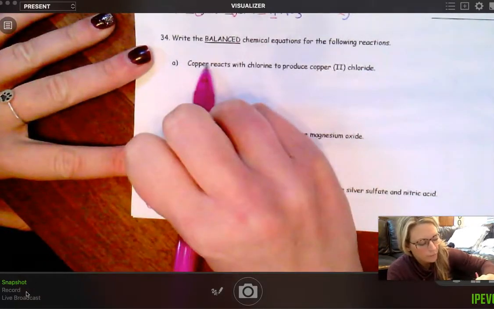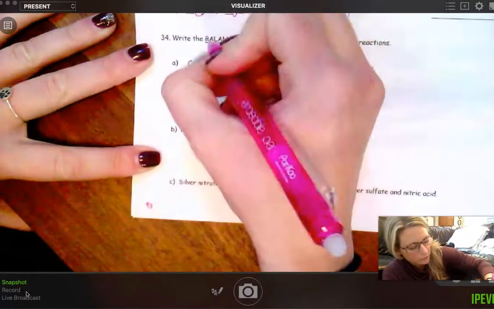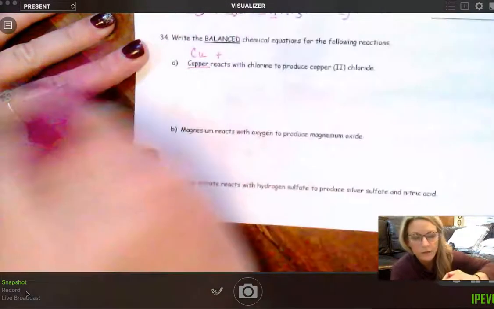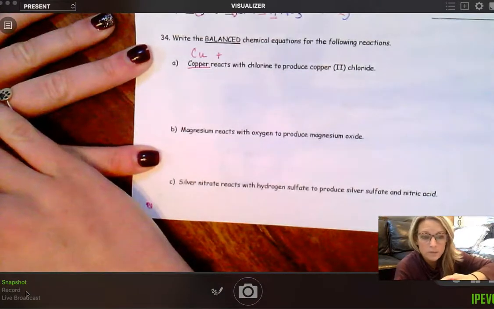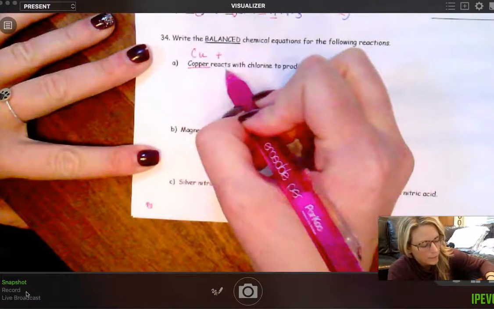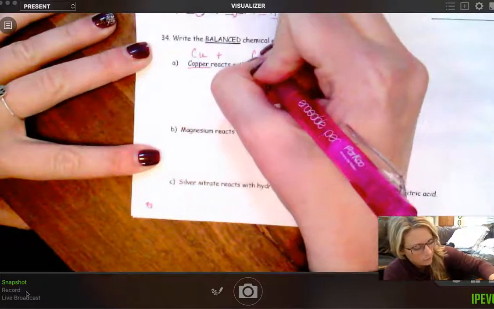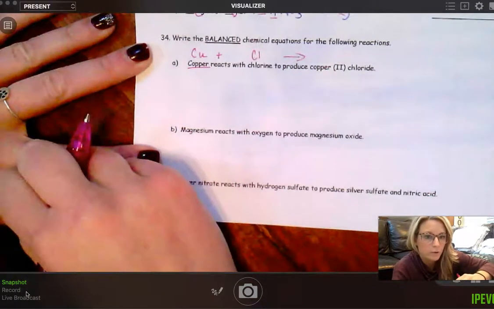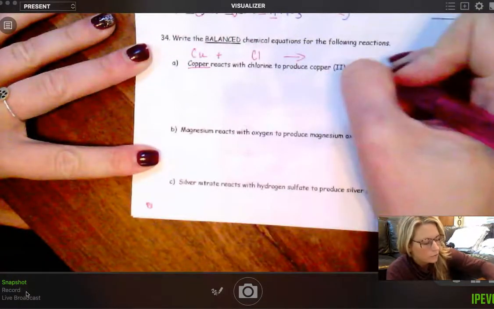So copper reacts. Reacts means your plus sign. So you've got copper, which is Cu. If you can't remember what the symbol for copper is, don't guess. Look at your periodic table. That's why you have it. Copper reacts with chlorine, which is Cl, to produce, that's your arrow letting you know what the product is going to be, copper 2 chloride.